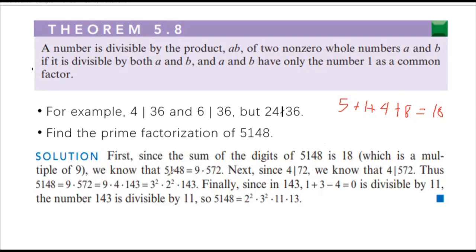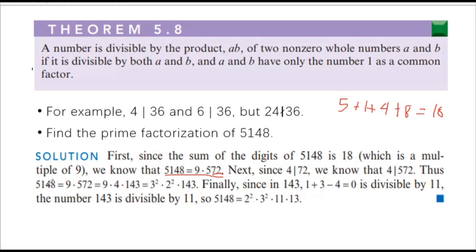Or in short, 5,148 is the product of 9 and 572. Next, check natin yung last two digits ng 572, which is 72. And 72 is divisible by 4. Okay, so therefore, 4 is a divisor of 572.